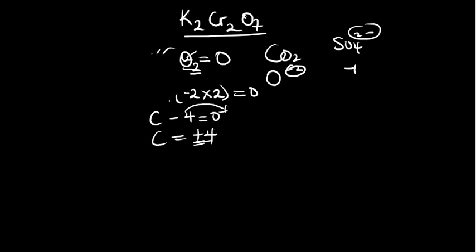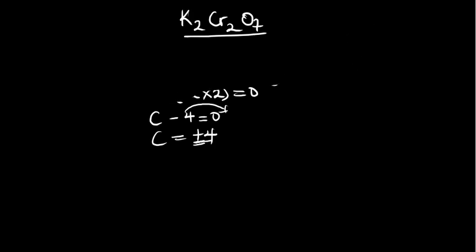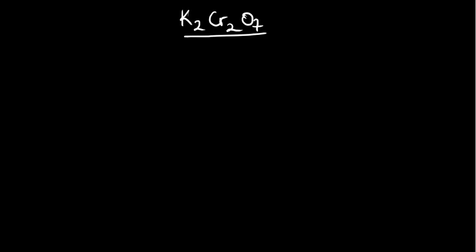Let me rub this. Now let's find the oxidation state of chromium in this compound. If you look at this, it is potassium, which has the electron configuration 2, 8, 8, 1. So it's an alkali metal, and the oxidation number is +1. So the oxidation number for potassium is +1. Let's input it into this equation.